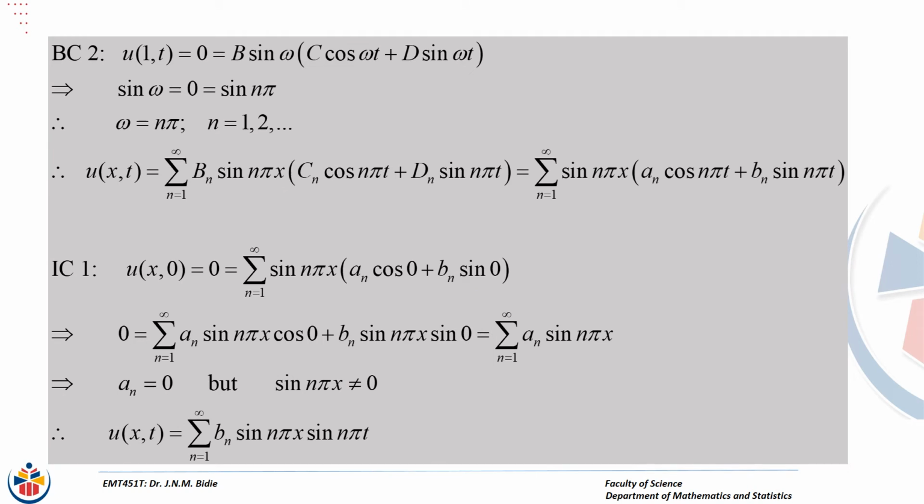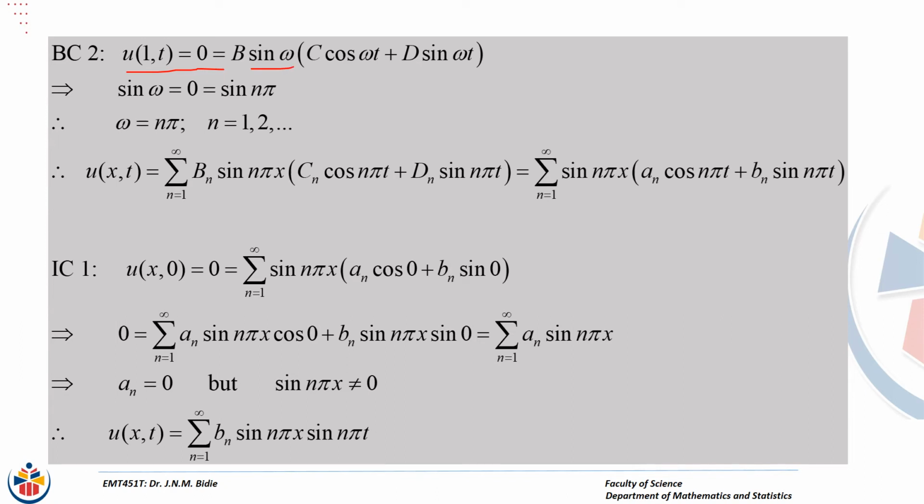BC2, I've written it as it is, that u of 1, t is given to be equal to 0. Our u has been updated. Remember, we had b sine omega x into the bracket that has got c cos omega t plus d sine omega t. So u1 of t, wherever there is x, we substituted 1. So that means you end up with b sine omega only in the first bracket. And then the second bracket remains the same. No change in the second bracket.